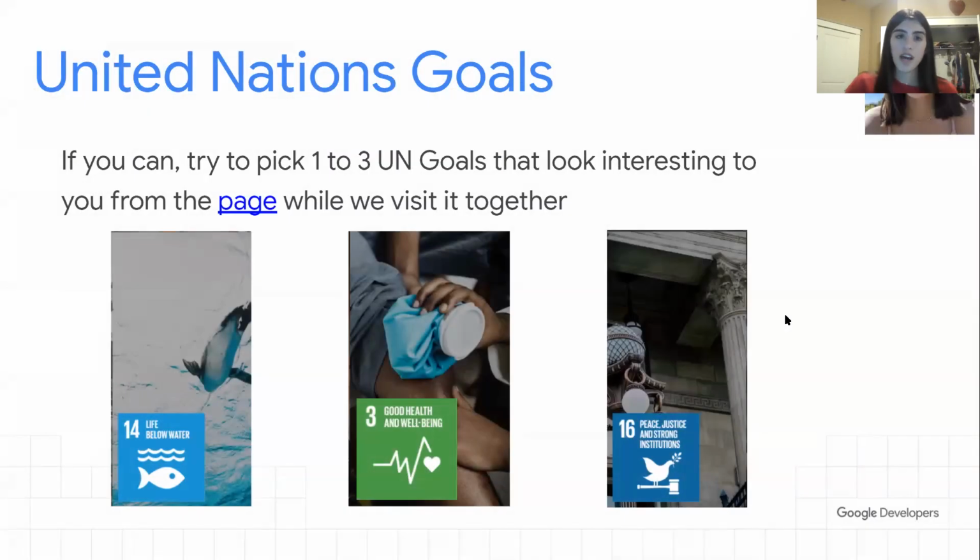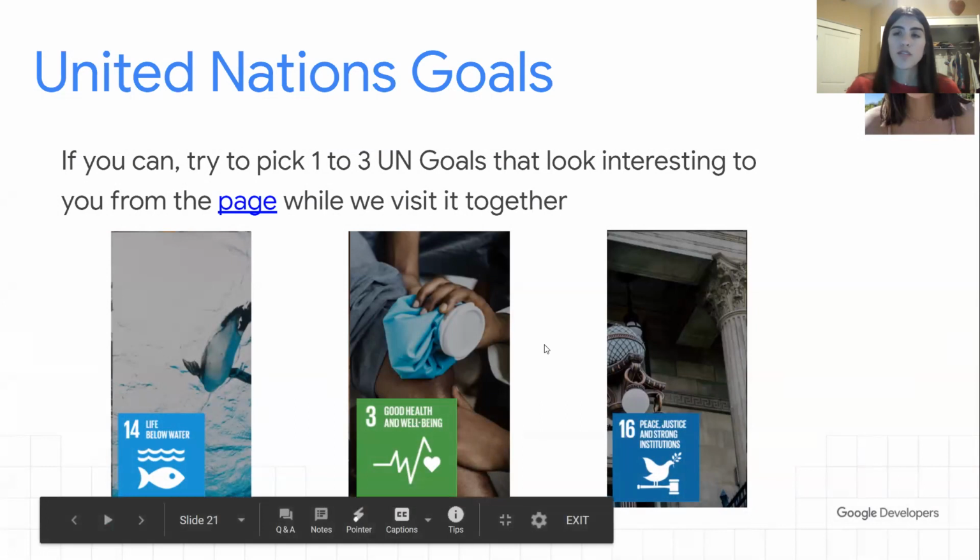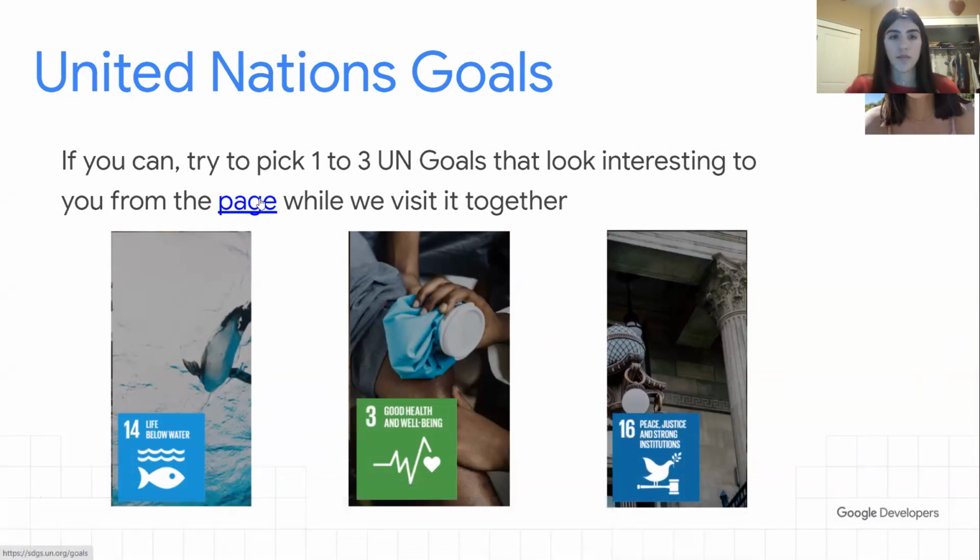But before I do that, I just want to encourage you guys to try and pick out like 1 to 3 of these that look interesting to you. Maybe it's something that you've already worked on in the past or something that you're passionate about. Just look at ones that you'd maybe be interested in having a project about. So let's go to the UN website.